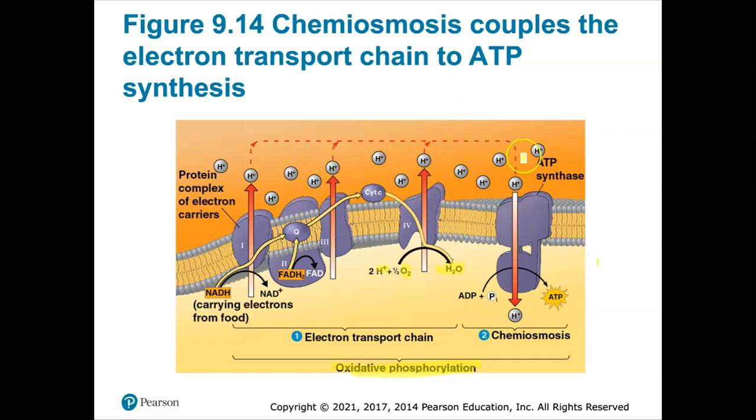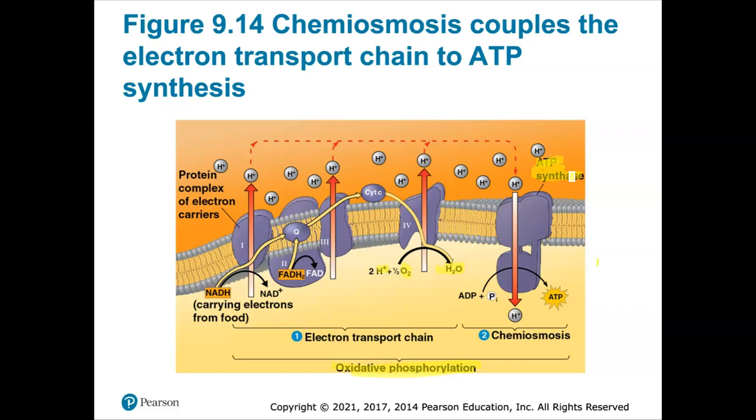So they're going to encounter this molecule, and it's actually a transport protein. It doesn't look like it, but it is. It's a carrier protein, a channel protein. That was the word I was looking for. So when the hydrogen ions encounter this molecule, it's called ATP synthase, because not only is it a channel protein, but it's also an enzyme. An enzyme that synthesizes ATP.